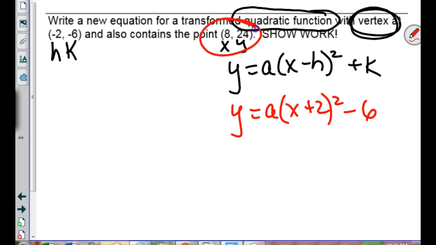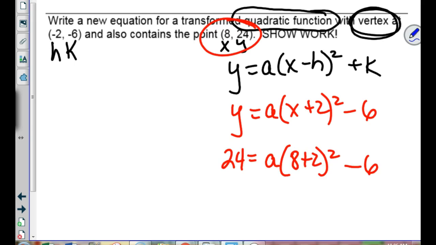Now we're putting this point in to find the stretch. 24 equals A, 8 plus 2 squared minus 6. And be super careful because all of this is multiplied together. So what do we do first? Yeah, let's add the 6 over here and get 30.